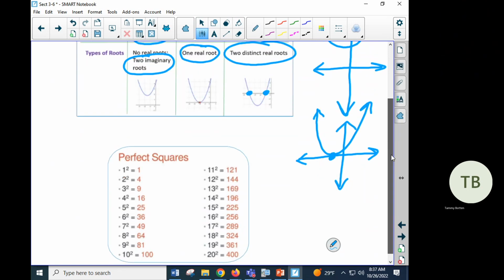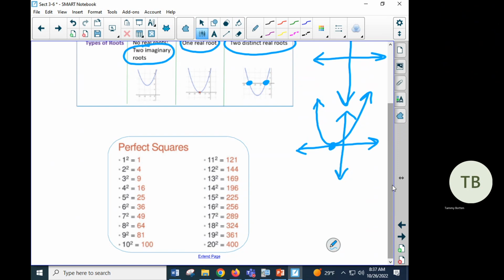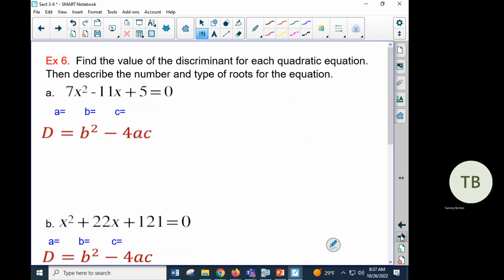Okay. All right, and then here's perfect squares again. So let's look here, and we're just going to find the discriminant on these. So A here is 7, B is -11, C is 5. All I'm going to do here, this B squared minus 4AC is what's under the square root. That's what we're going to evaluate. So I'm going to put -11 in parentheses, and that's squared, minus 4 times A is 7 and C is 5.